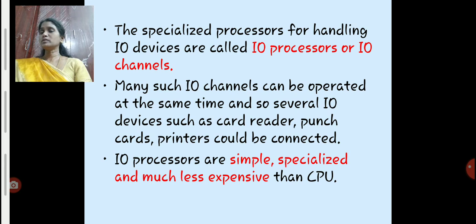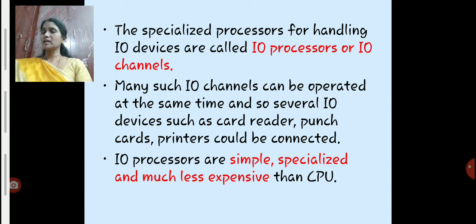There is one more specialized processor which is called the IO processor. And what is an IO processor? An IO processor is something that handles the IO devices. We can also call IO processors IO channels, because IO channels or IO processors only see to the transfer of information between the main memory and the IO devices. They channelize the data movement between these two things, memory and the IO devices. So these are called IO processors or IO channels.